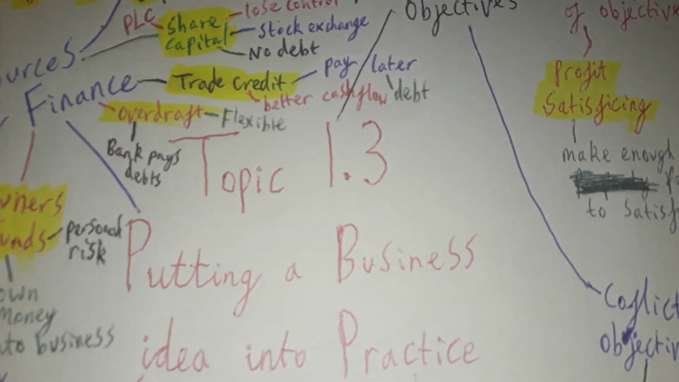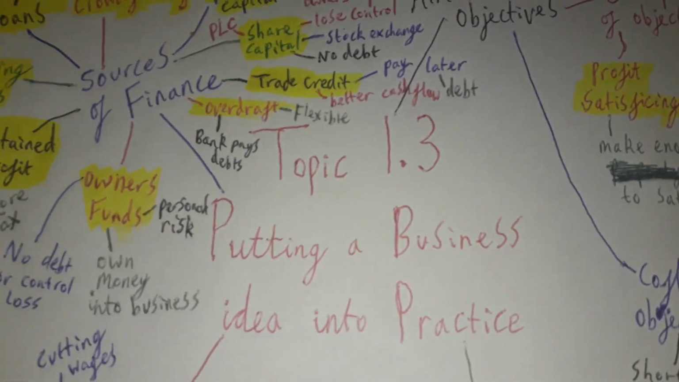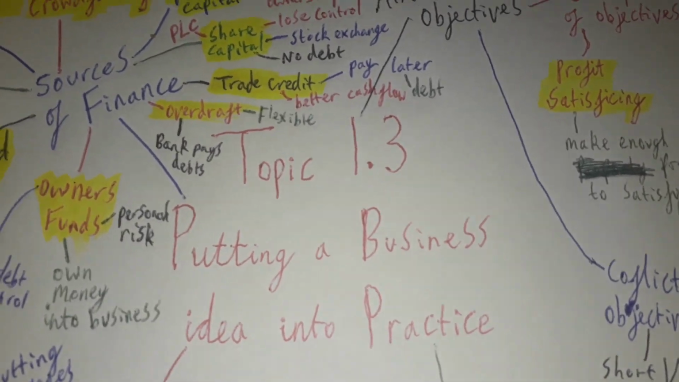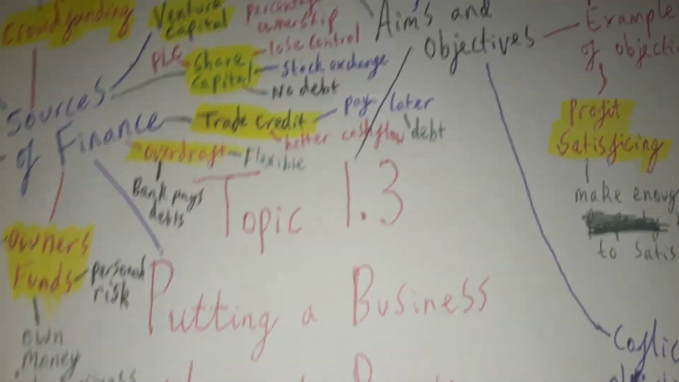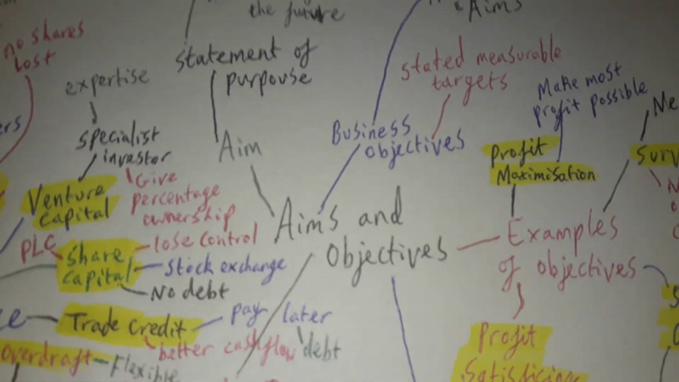Today we're going to be looking at some more businesses. Topic 1.3, which is all about putting a business idea into practice. So let's start off with aims and objectives.